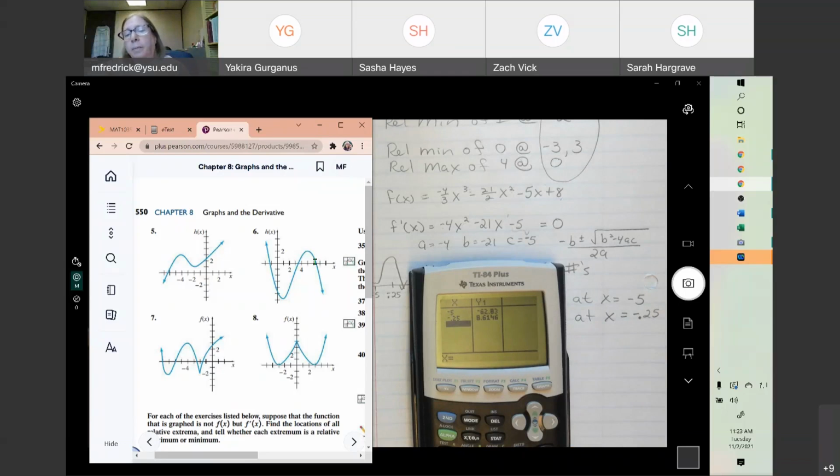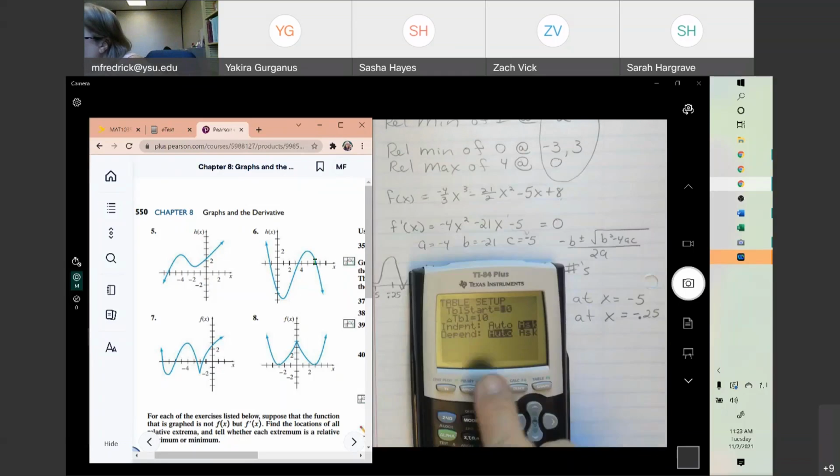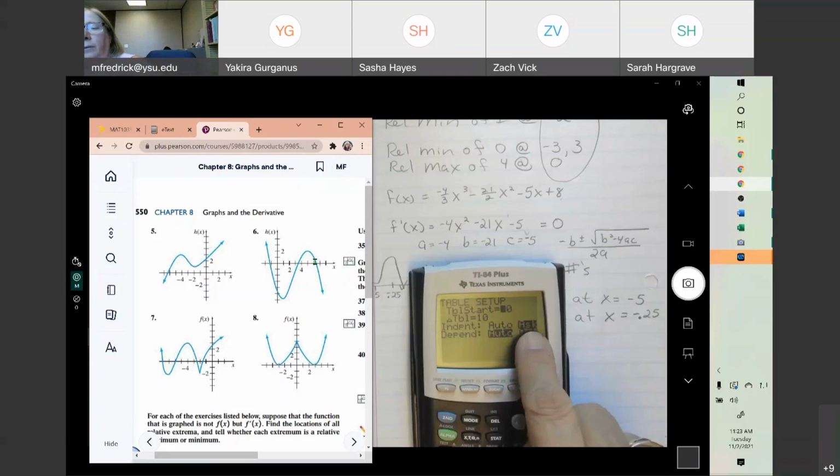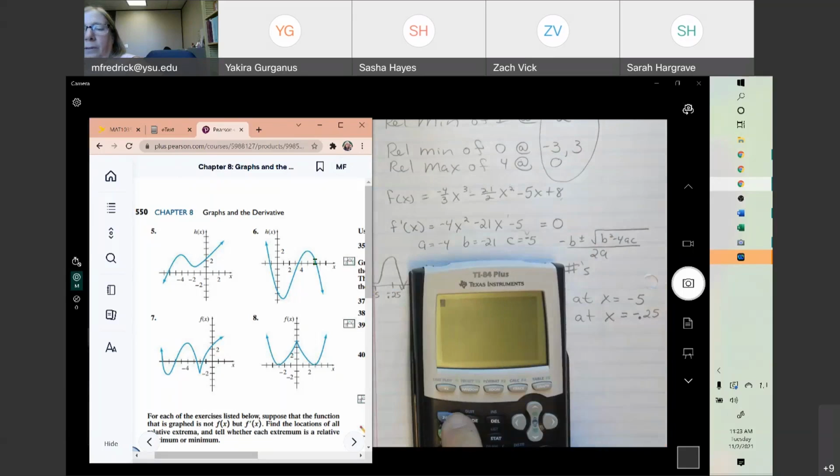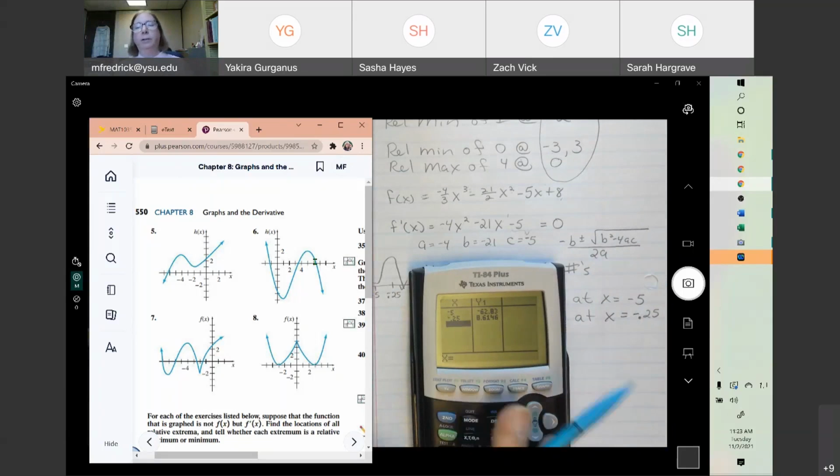Thank you. You're welcome. Now, if it's not letting you type in values, you need to go to, I think it's table set. Yeah. You need to hit second and table set. What's happening if it's not letting you enter them, then you have auto highlighted. So you just want to go over to ask, hit enter, and it will change it to asking you for the value. And once you do that, then it'll let you type them in. Any other questions? We'll do another one. Any questions on getting the values?